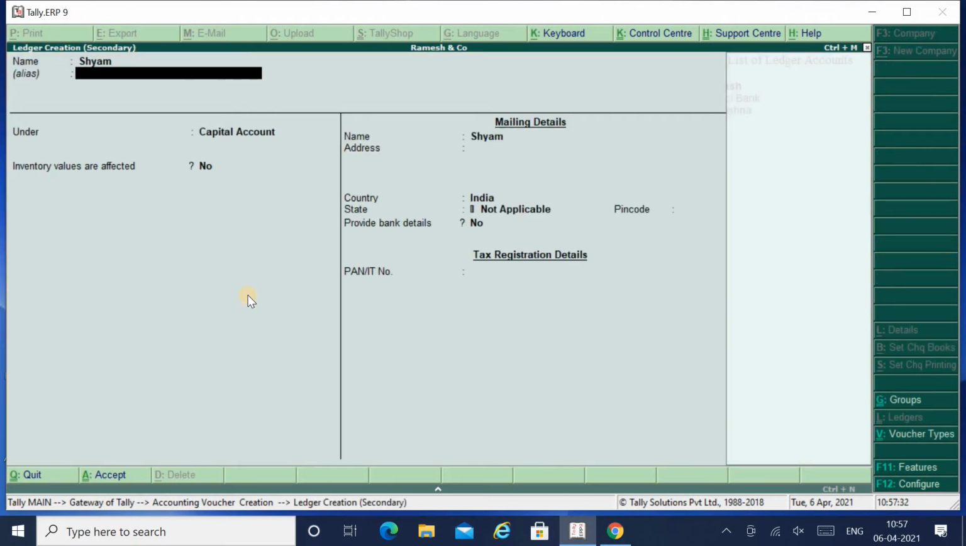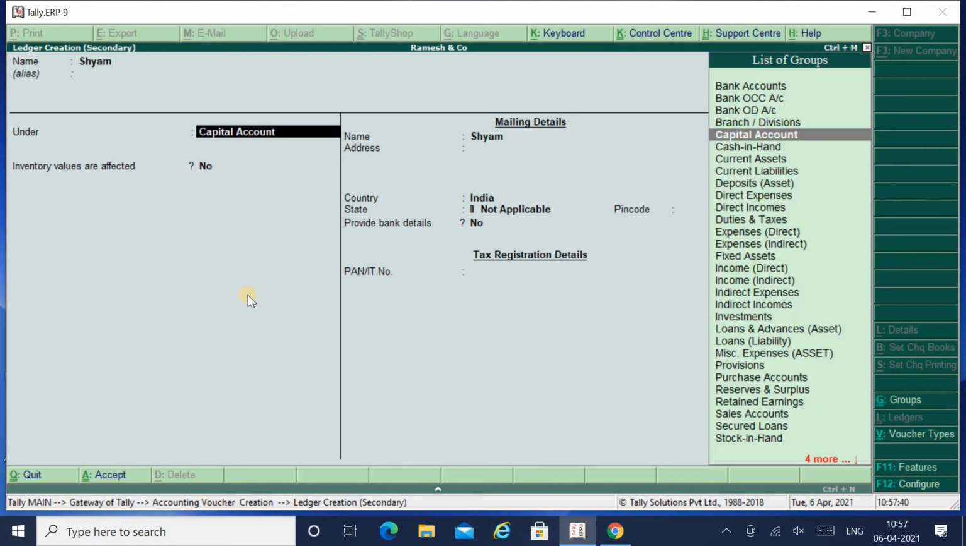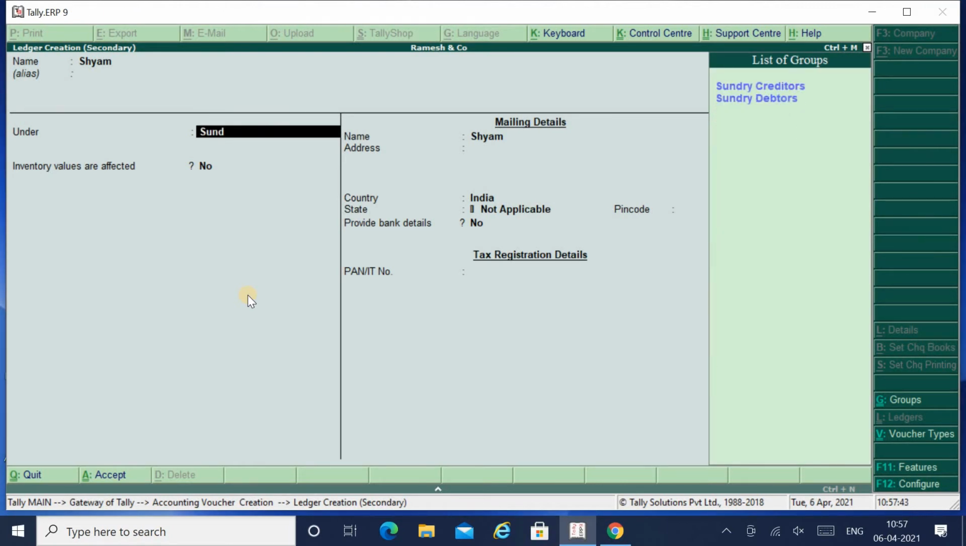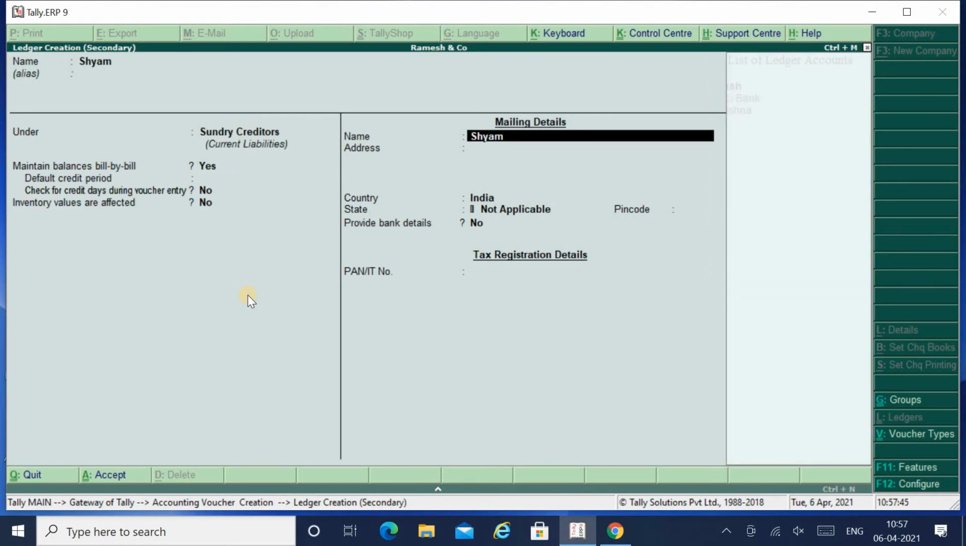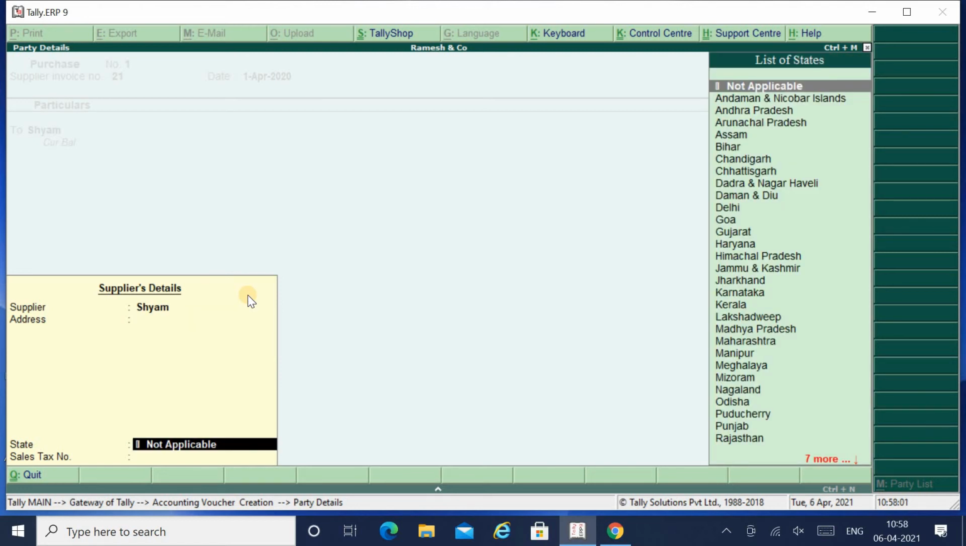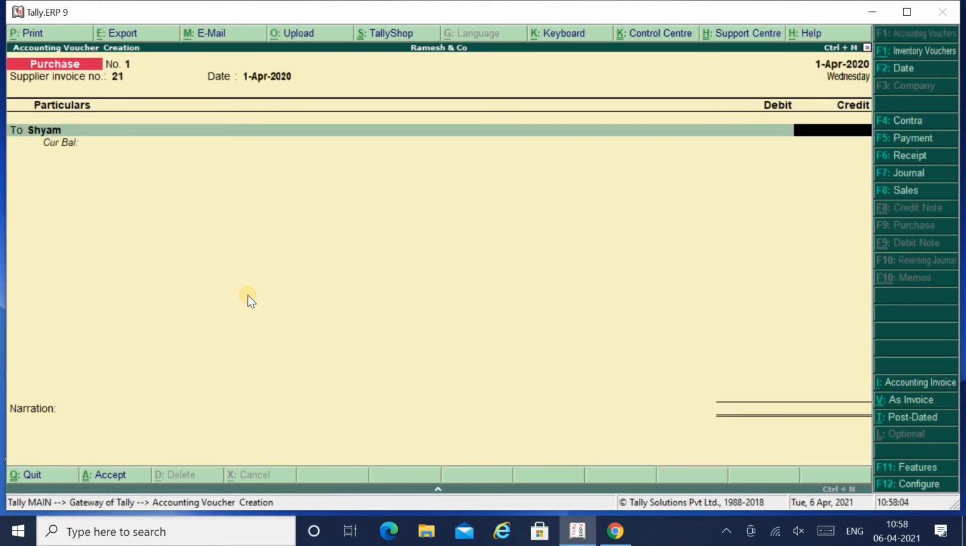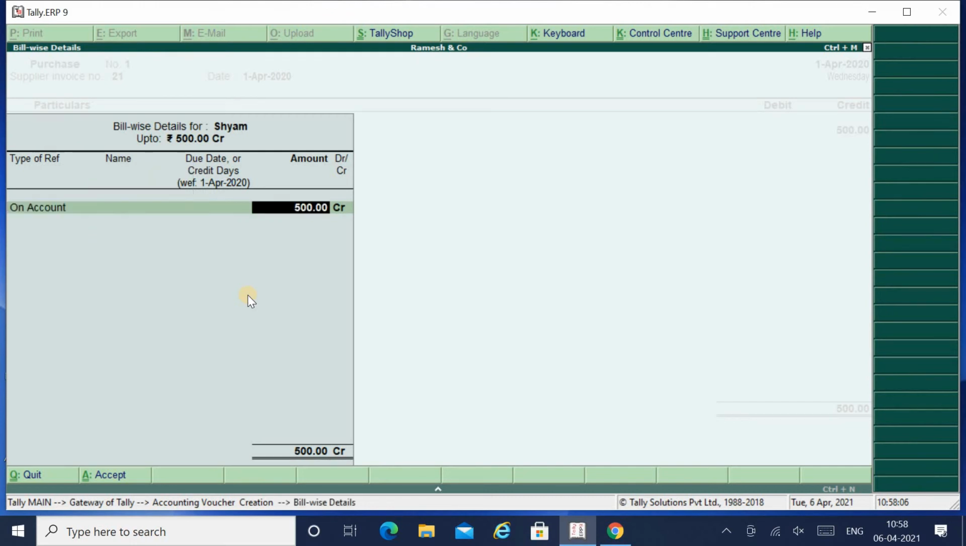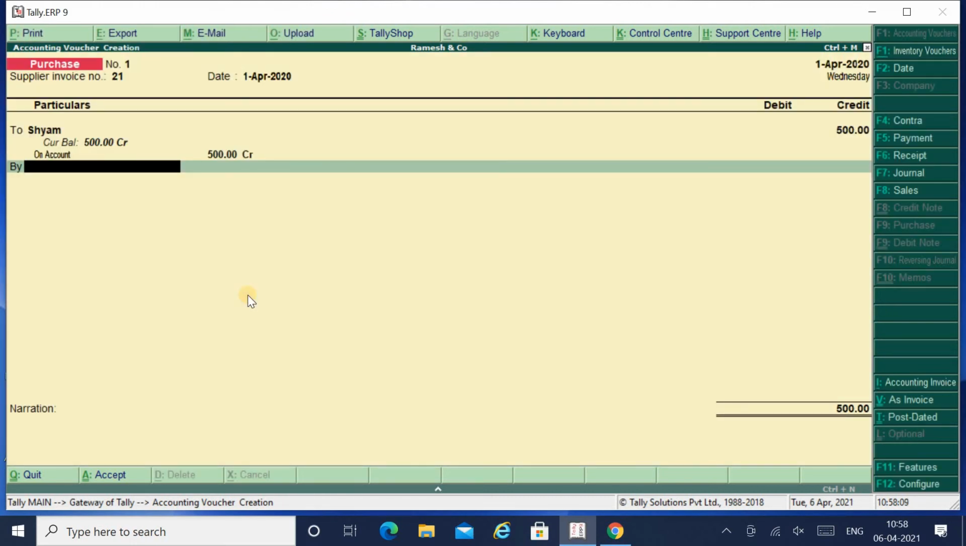So I will create the ledger of Shyam. Remember, whoever you are making the purchases from, that particular person or supplier will always be considered as your sundry creditors. So I will group Shyam under sundry creditors. So our entry is goods purchase on credit from Shyam of rupees 500. Here you have to enter the supplier address, his state, his sales tax number and everything. So I will enter the amount as 500 by goods purchase.